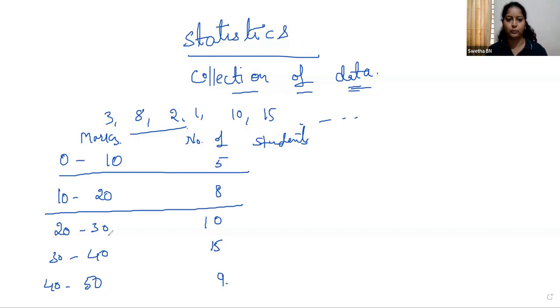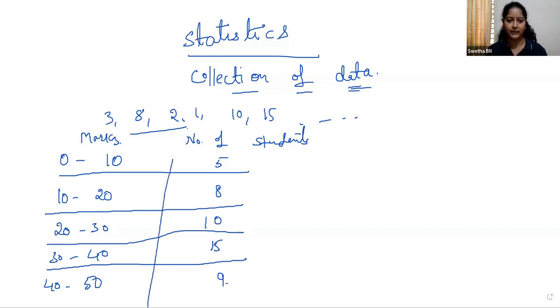So this is called grouped data, right? The data is arranged systematically. If you see this, you can know easily 5 members scored between 0 to 10, 8 members scored between 10 to 20, 10 members scored between 20 to 30, 15 members scored 30 to 40, and 9 members scored 40 to 50. And here, these are called class intervals, and the number of students is called frequency, right?